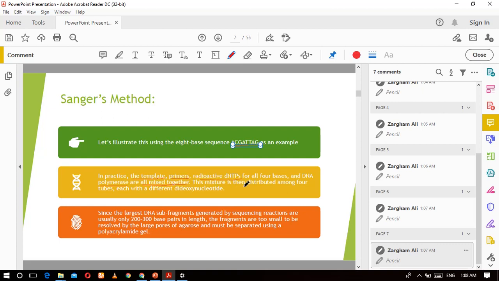This mixture is divided evenly into four Eppendorf tubes, each having a different dideoxynucleotide. One may contain ddTTP. One may contain ddGTP, ddCTP, ddATP.